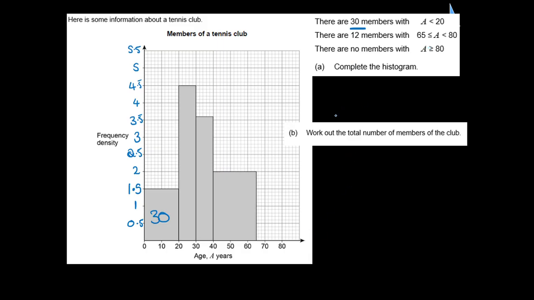We know there are 12 members. So I'm going to use my formula now to work out the height. To work out the frequency density, it is the frequency divided by the width of the group. Now 65 to 80 is 15. So 12 divided by 15 is 0.8. So I'm now going to draw a bar at 0.8, and that contains our 12 people.